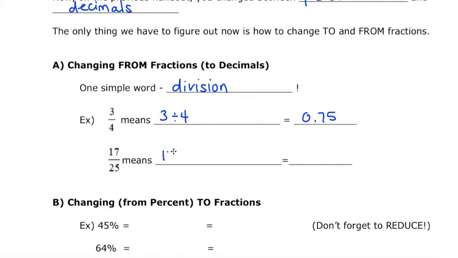17/25 means 17 divided by 25. And again, you're just going to take that calculator. 17 divided by 25 is 0.68.